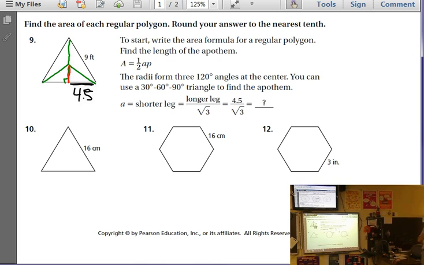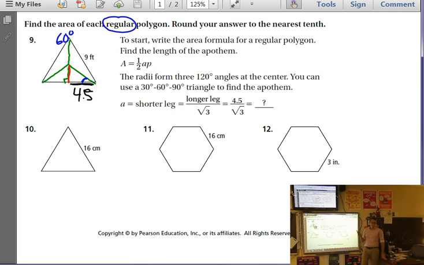So why do we divide by radical 3? Because the longer leg on a 30, 60, 90 triangle is radical 3 times larger than the shorter leg. Because it's regular, we know that each of these vertexes is 60 degrees. So if I look at just this angle, that's 30 degrees, and I have a 30, 60, 90 triangle.